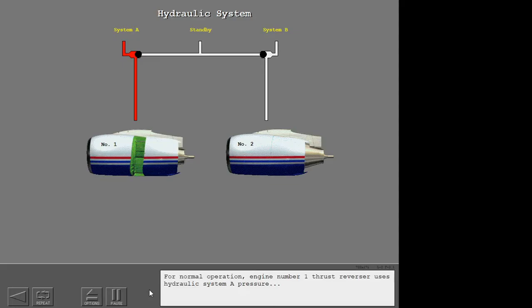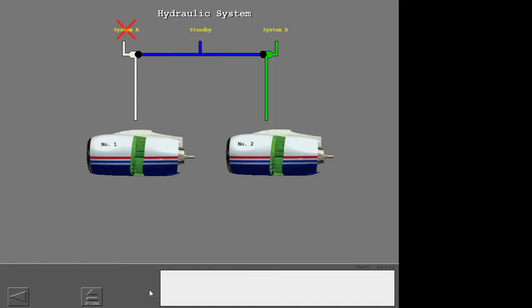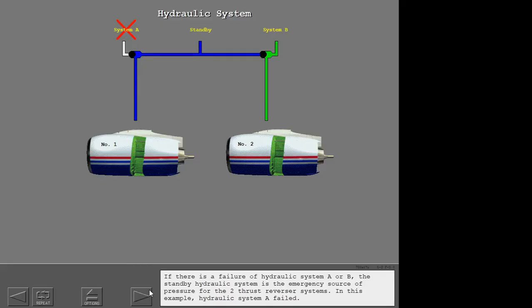For normal operation, engine number 1 thrust reverser uses hydraulic system A pressure, and engine number 2 thrust reverser uses hydraulic system B pressure. If there is a failure of hydraulic system A or B, the standby hydraulic system is the emergency source of pressure for the 2 thrust reverser systems. In this example, hydraulic system A failed.